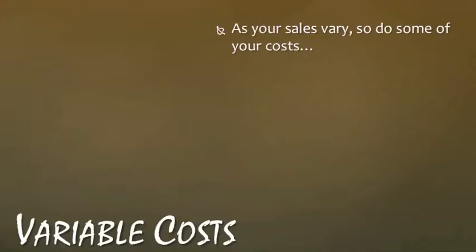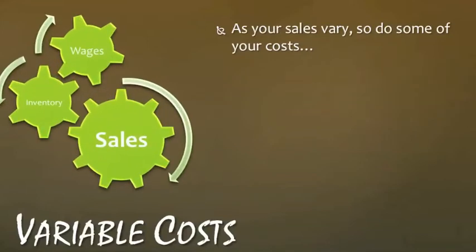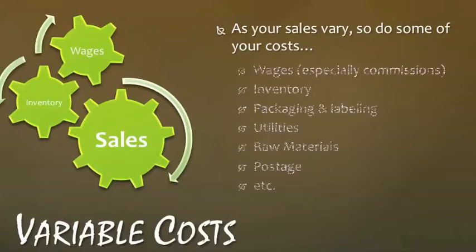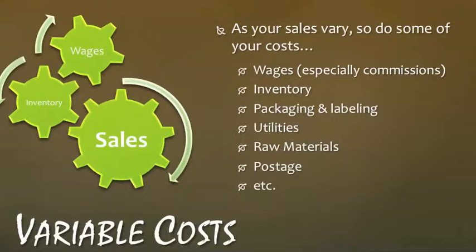Next, we're going to look at some of our costs. Variable costs are unique in that they will vary as your sales vary. So as your sales increase, wages will increase. As your sales increase, your inventory might go down or need to increase. So let's look at a few examples here. Again, you're going to have to make this unique to your business.